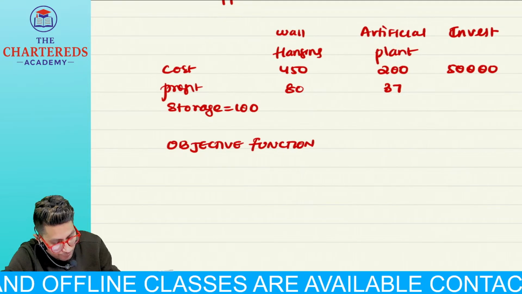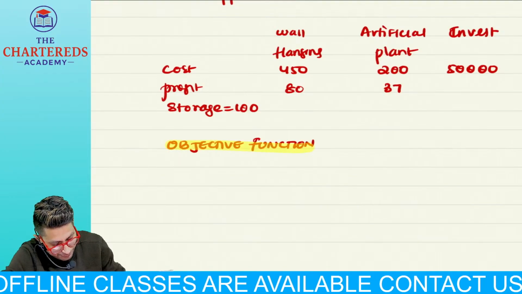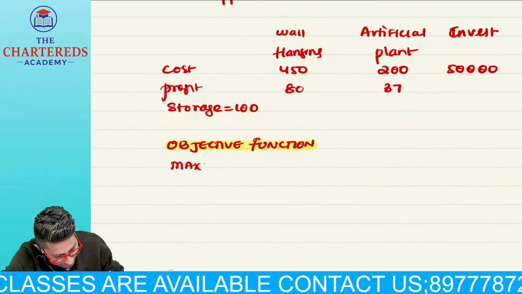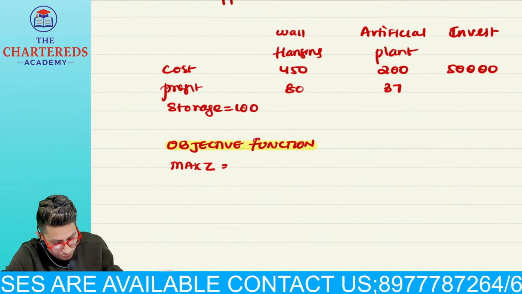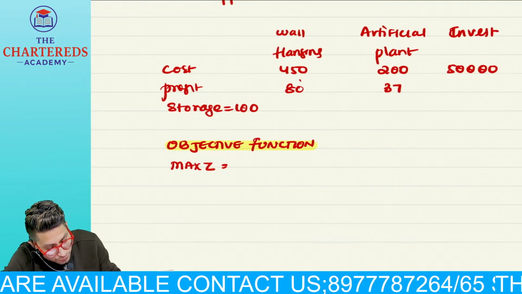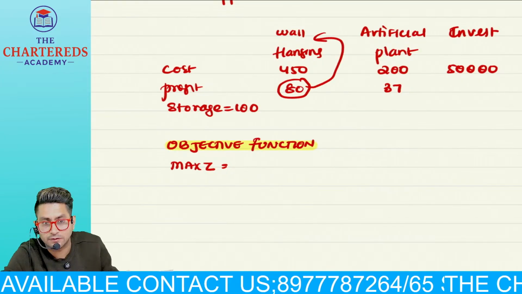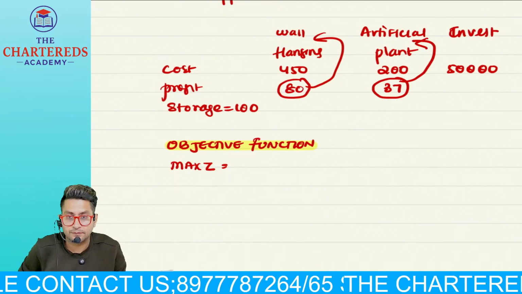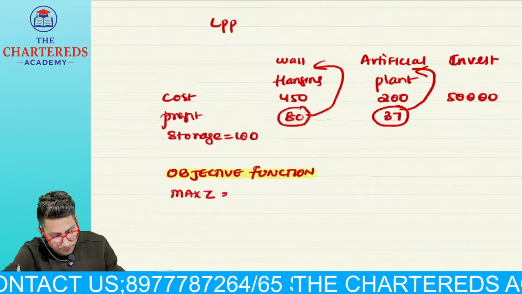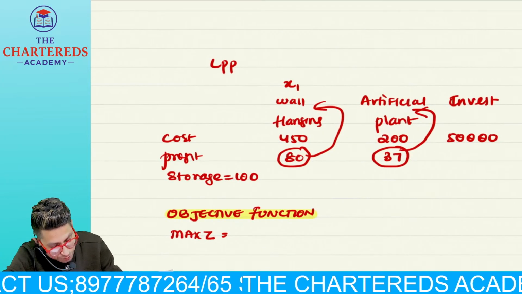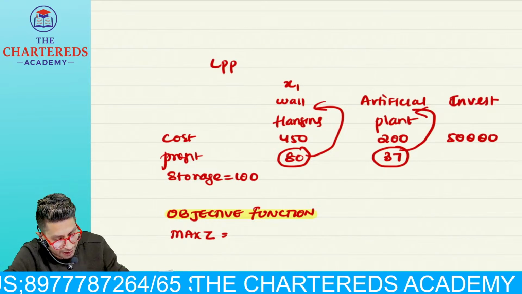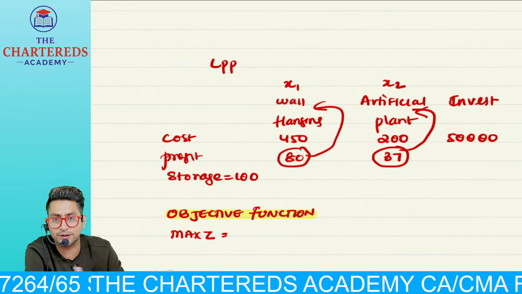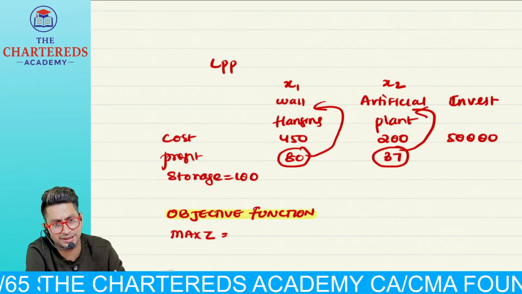Now you tell. Objective function should be what? Maximization or minimization? Maximization. And I will represent it as: Maximize Z is equals to. Acha, you tell me. This is profit per unit of wall hanging. This is profit per unit of artificial plant. Okay. I am assuming that number of units of wall hanging are x1. I will assume number of units of artificial plant to be x2. Can I assume it to be A and B? Yes. X and Y, anything.